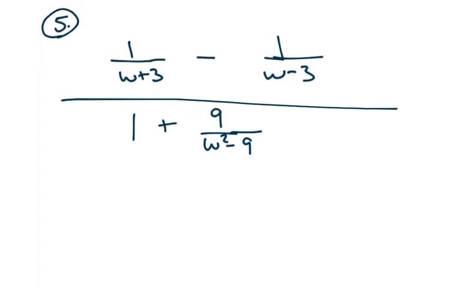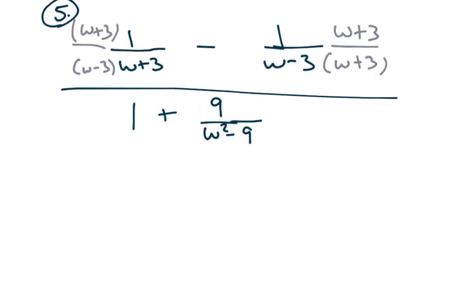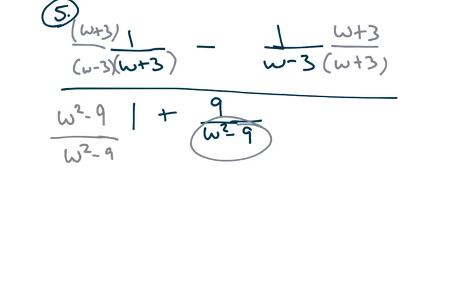So the key here is to realize that the denominators do not match on the numerator. So we're going to have to make them match. So essentially I'm multiplying by the other denominator. Now, one thing I want you to notice here is that w minus 3 times w plus 3 is w squared minus 9, right? It is the difference of squares, and at this point you should be aware every time you see the difference of squares what is transpiring.